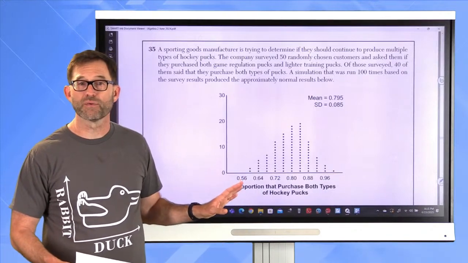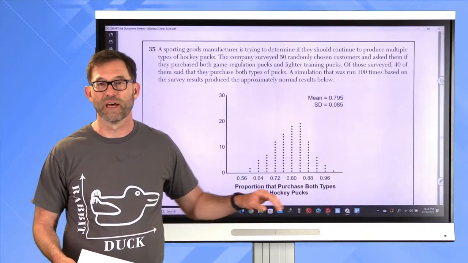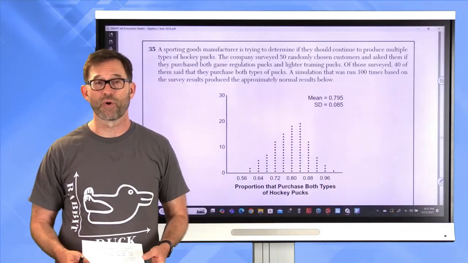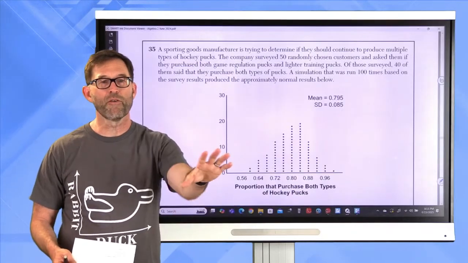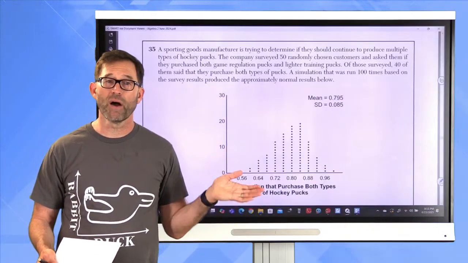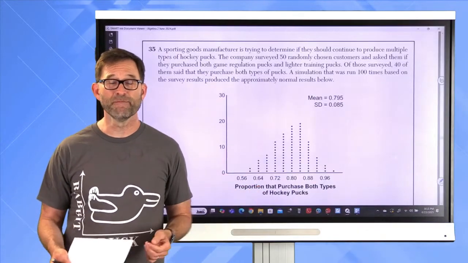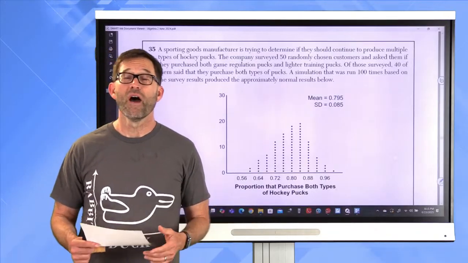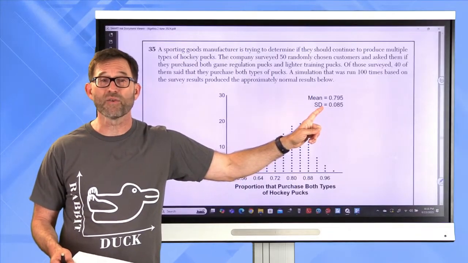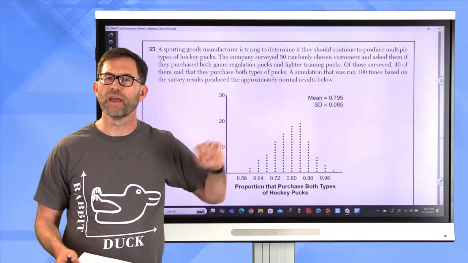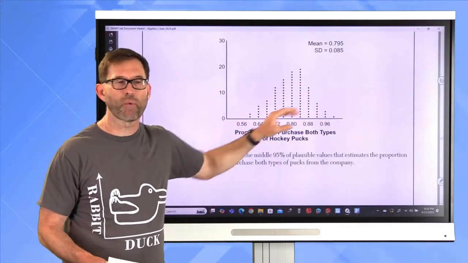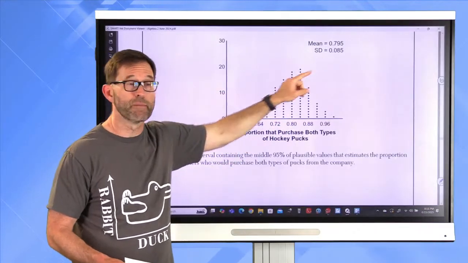Well, sometimes we have a lower proportion than 80%. Sometimes we have a higher proportion than 80% just by the luck of the draw, right? Just because we're drawing out of a population where 80% of people are going to buy both a regulation puck and a lightweight puck. All right? Clearly, I don't play hockey enough. And we get these results. A mean, which is very close to the 0.8 or 80%, and then a standard deviation. All right. By the way, this graph in general, not that important. These two numbers, very important.